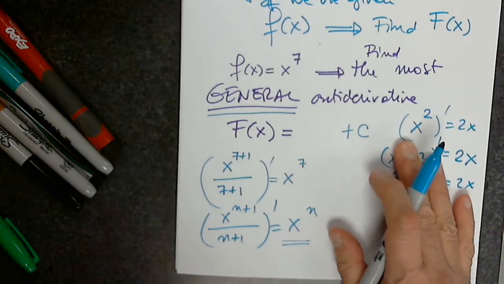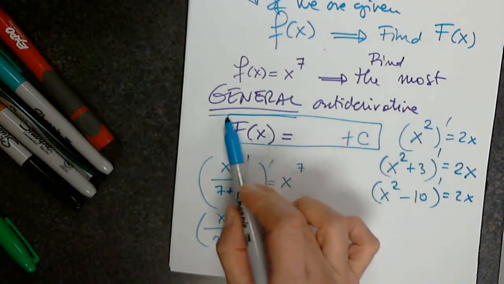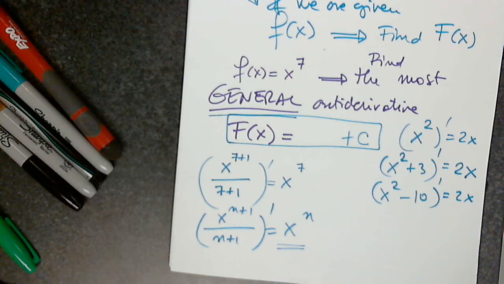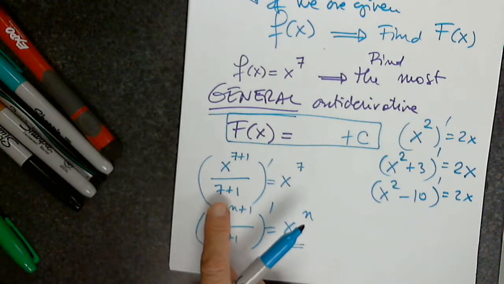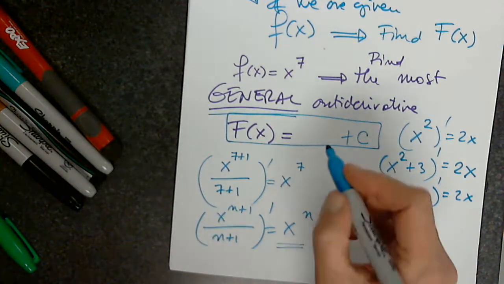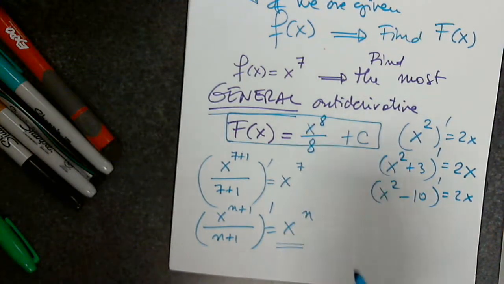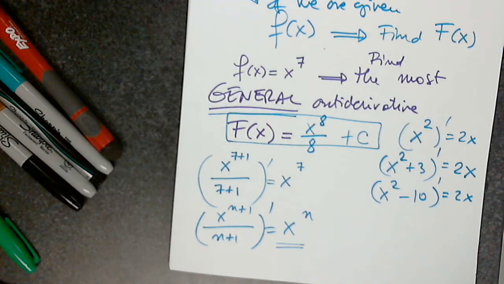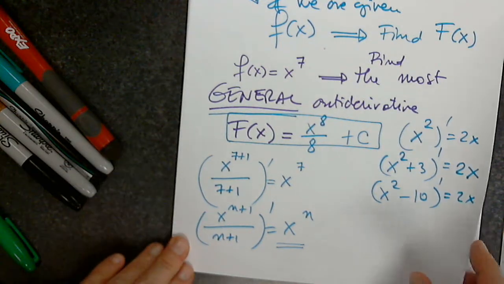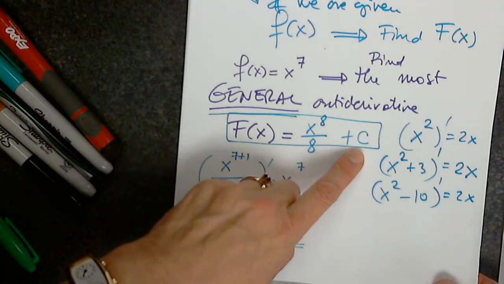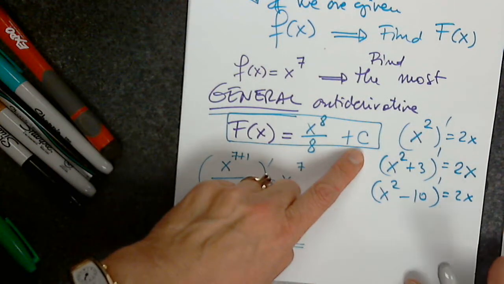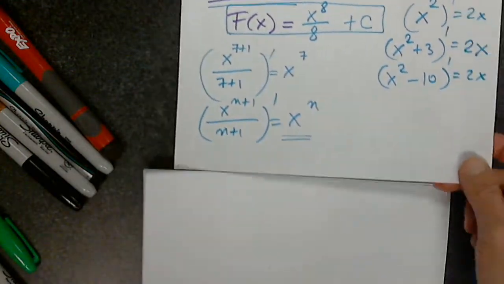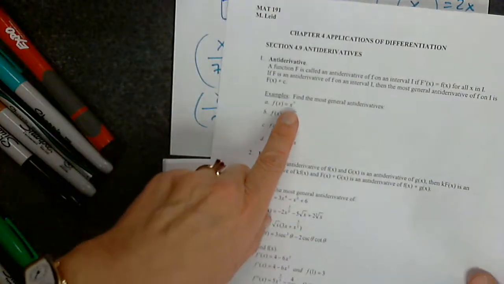So that's how I get x to the n. So then what will be the most general antiderivative of x to the 7th? It's right here. X to the 8th over 8. We bring down 8, we simplify 8, and we subtract 1 from the power. And this c really is taking care of any possible constant, positive, negative, or 0. So that was our first example.